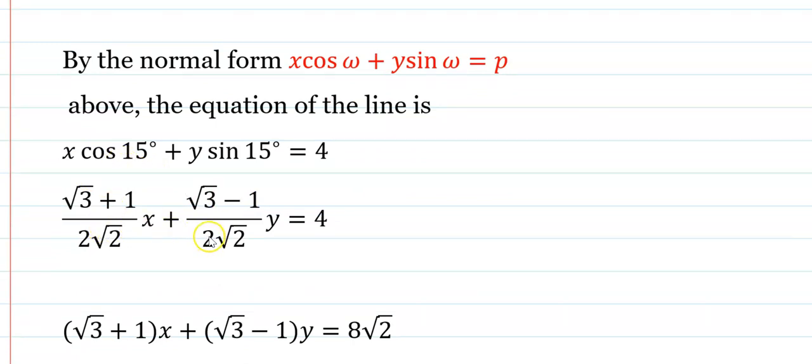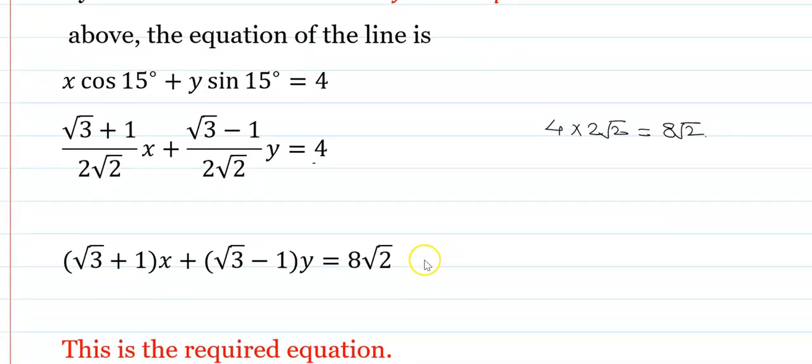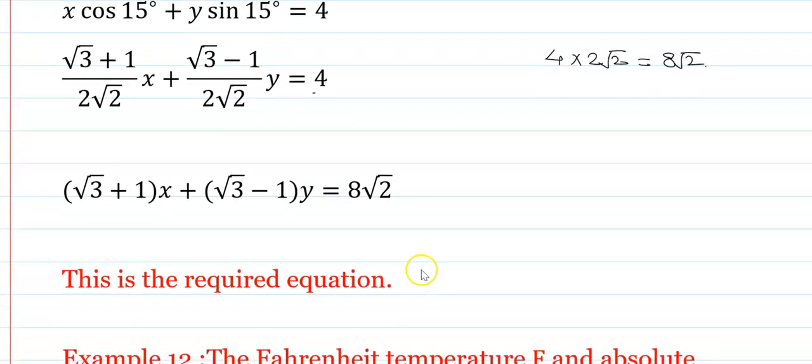And next, both of them have the same base. The multiplication root 3 plus 1 upon x plus root 3 minus 1 into y, equals 4 into 2 root 2. If we take the cross multiplication, 4 into 2 root 2 equals 8 root 2, and this is the required equation.